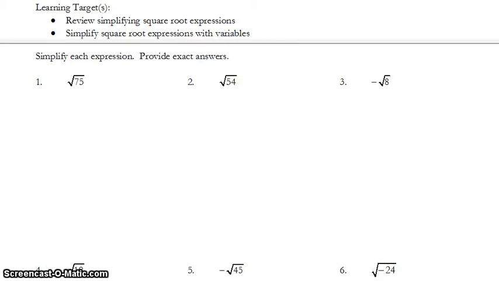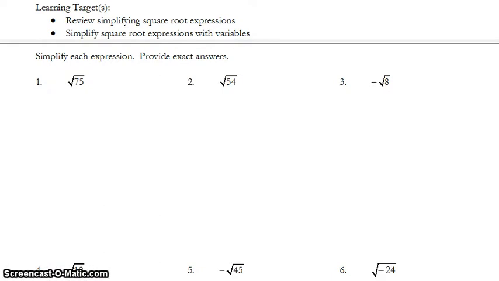Alright folks, we have 2 days where we are revisiting square roots. So we want to start today by reviewing simplifying square root expressions, and we will then throw in some variables inside of them. So the first part of the lesson is going to be to review simplifying square root expressions. I'm going to do number 1 with you. You guys should be able to handle numbers 2 through 6 on your own.